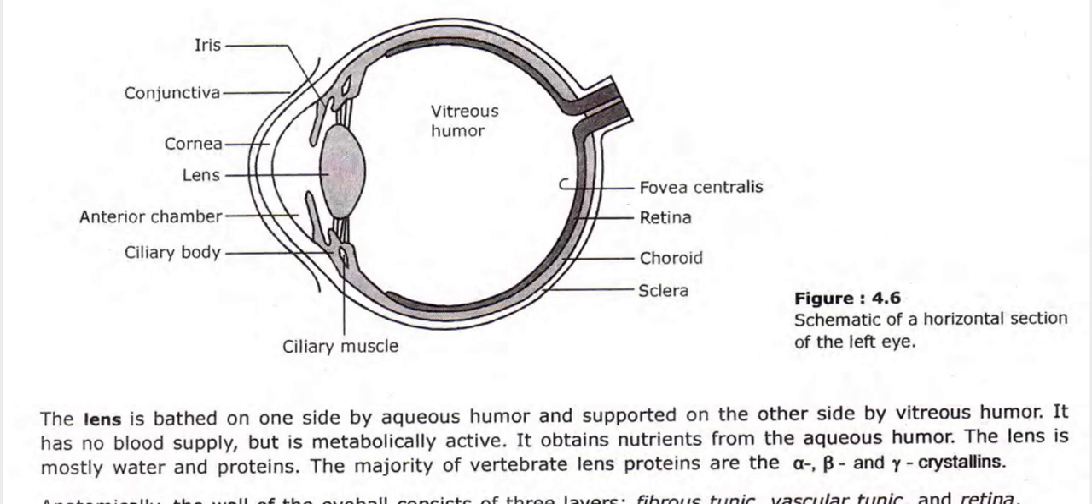So when we try to learn about the portions: iris, conjunctiva, cornea, lens, anterior chamber, ciliary body, ciliary muscle, vitreous humor, fovea centralis, retina, choroid, and sclera. Fovea centralis, retina, the innermost portion, choroid, sclera. Ciliary muscle is there, ciliary body, anterior chamber, vitreous humor, lens, cornea, conjunctiva, and iris.